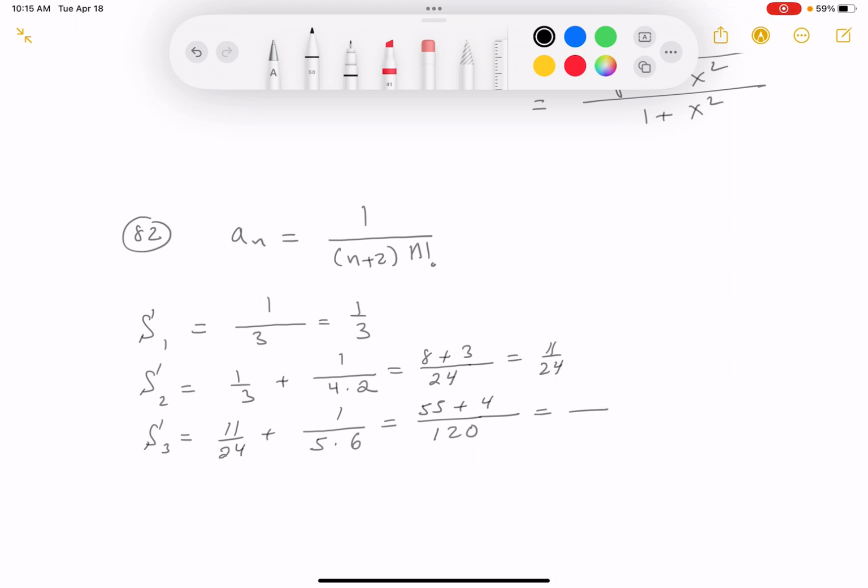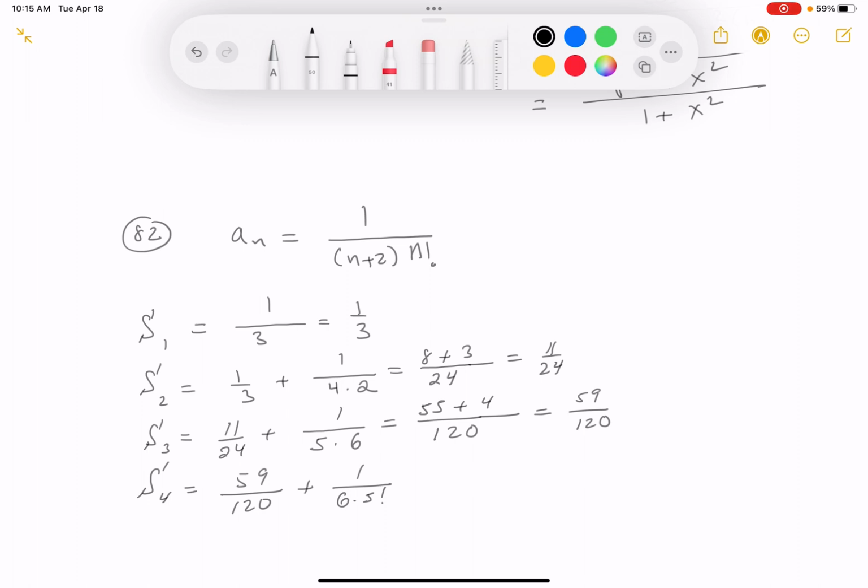And what do I notice here? 55 and 4 is 59 over 120. Now granted, I could keep going, but I'm getting kind of exhausted with the fractional arithmetic. For example, S4 would be 59 over 120 plus the next term up, which would be 1 over 6 times 5 factorial. You get the idea, keep going. But I want to kind of look at it.